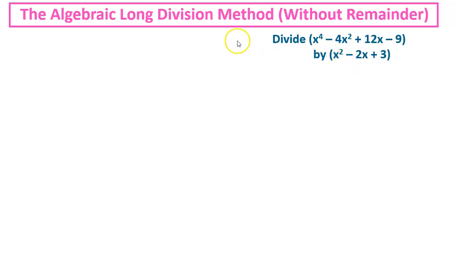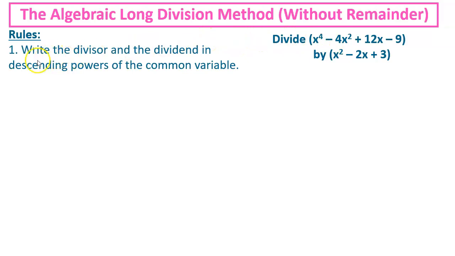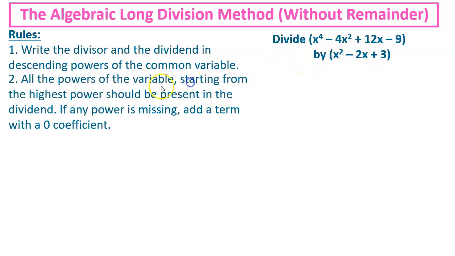Now let us come to the rules. The first rule says that write the divisor and the dividend in descending powers of the common variable. The common variable is of course x. In both the cases we are having the same variable, that is x, and both the dividend and the divisor, they are already arranged in descending powers of x, so we do not have to do anything more to them. Okay, so coming to the rule number 2.